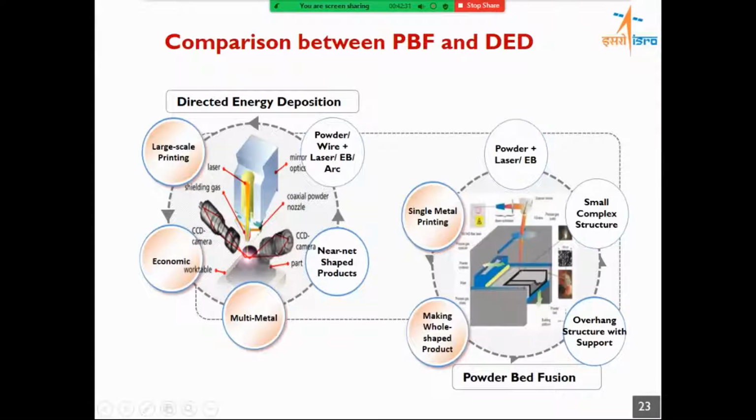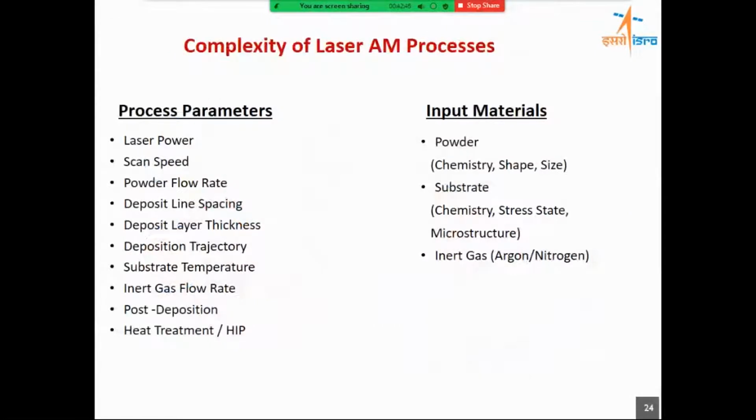The material below it acts as a support, and it is a near net shaped product. And also you can do 3D printing of multi-materials and large scale components. So these are just salient differences between the two techniques. So when we call additive manufacturing complex, why is it complex?